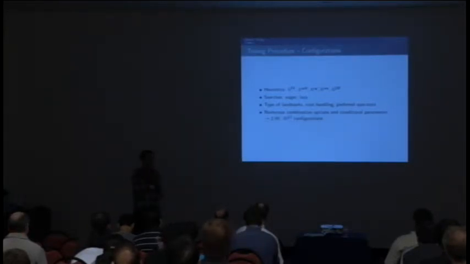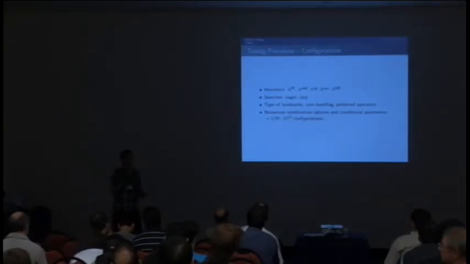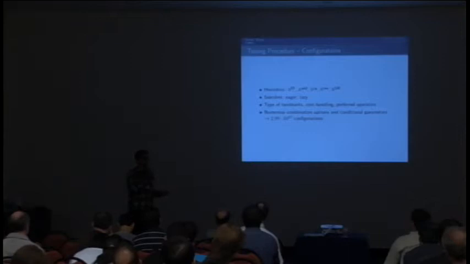Left alone, these options can be combined in numerous ways, but even then they have numerous conditional parameters. So in total, we have a configuration space as big as 2.99 times 10 to the 13 configurations. So this is a huge space. Nonetheless, ParamILS lets us find a fast configuration even for this big space.